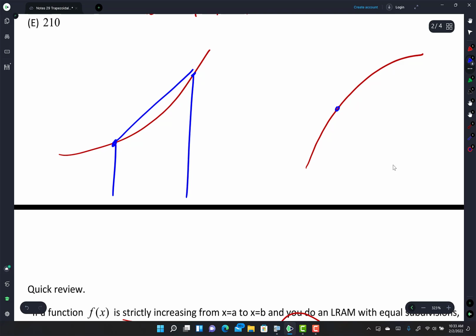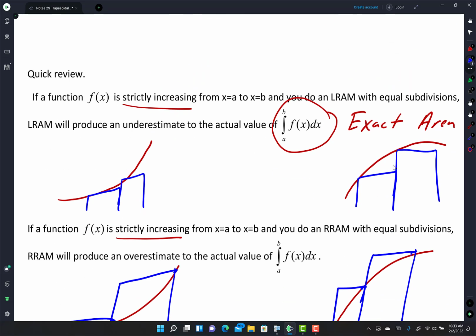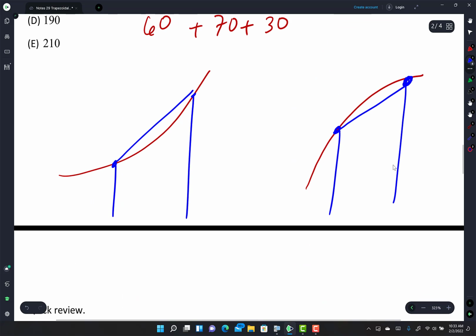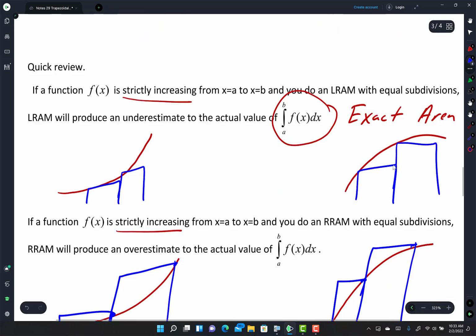But now look at this. Point, point. I exaggerated it there, but what is that one? Under. So that's why I didn't talk about the trapezoids for this, because on this, no matter what, they agree on both of them. But on trapezoids, what matters is the concavity. On LRAM and RRAM, what matters is, are you increasing or are you decreasing? Does that make sense? Okay.